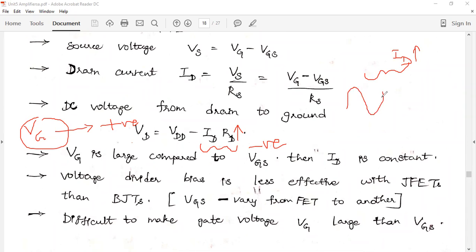Therefore, for an AC input signal, for the positive half cycle, I am obtaining a negative voltage here, and similarly for the negative half cycle, I am obtaining a positive cycle here. That means the positive and negative half cycles are 180 degrees out of phase. Input and output are 180 degrees out of phase. The phase shift taking place is 180 degrees.